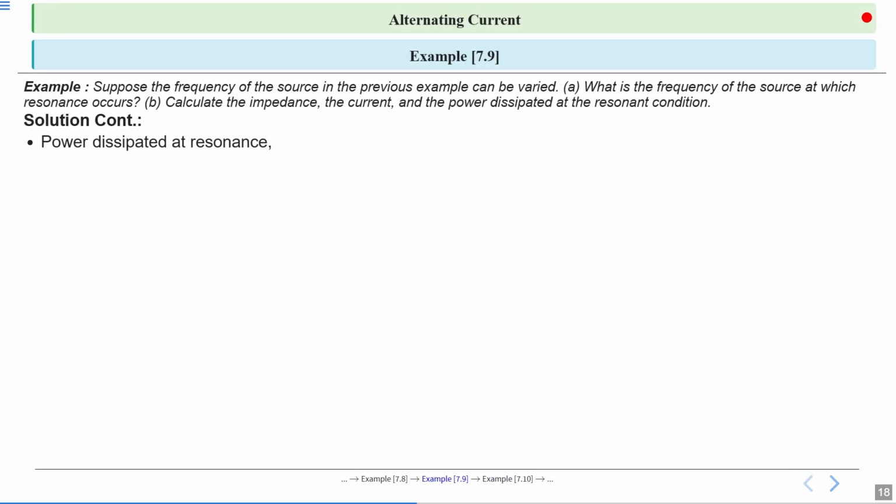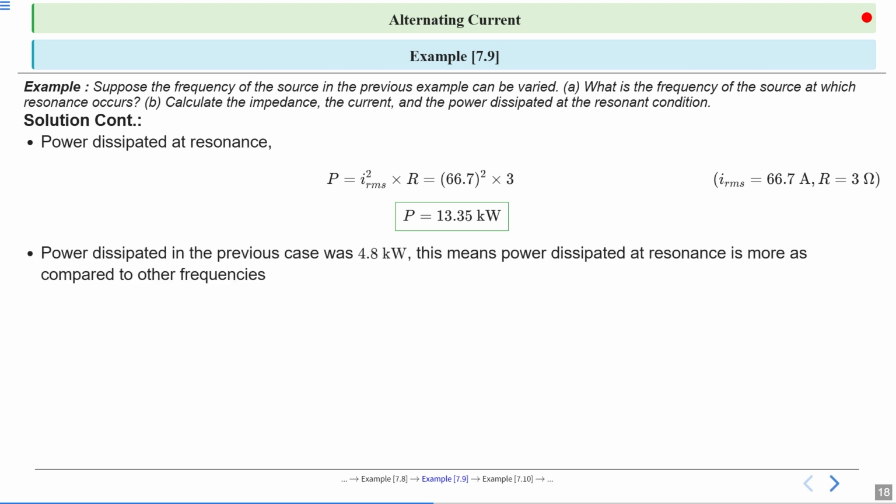Okay. So what will be the power dissipated at resonance? So power dissipated will be equal to IRMS square into R, where the IRMS we have calculated is 66.7 ampere, and the resistance of 3 ohm is given. So 66.7 square into 3. So P, the power dissipated at resonance, which is also called the maximum power dissipated at resonance, is equal to 13.35 kilowatt. So this is the power dissipated at resonant condition.